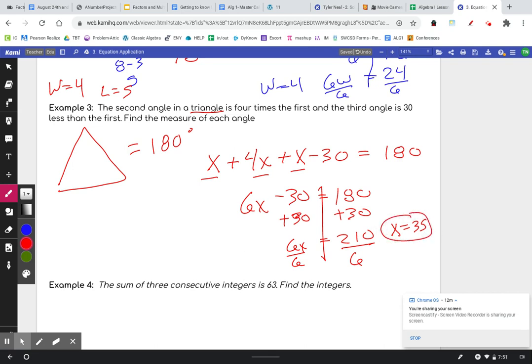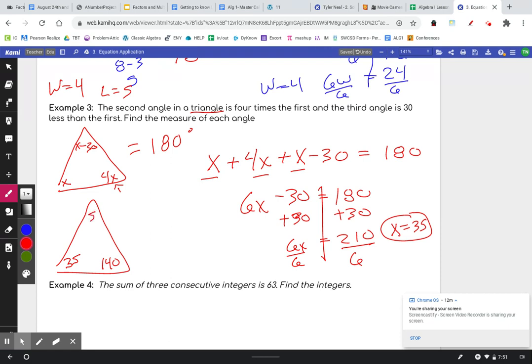I know that every time up here there's an x, it's representative of 35 degrees. So really, we're calling this one x, this one 4x, and this one x minus 30. So let's plug 35 in for every x. In this matching triangle, x is just 35. 4 times 35, this one right here, would be 140. And this one is x minus 30, so that's 35 minus 30, which is 5.